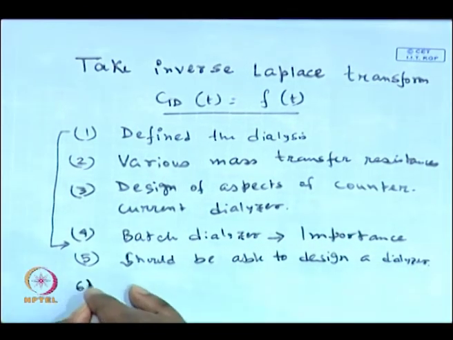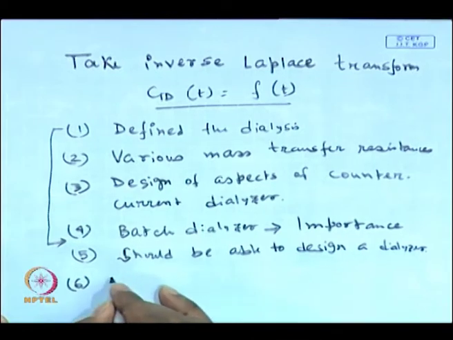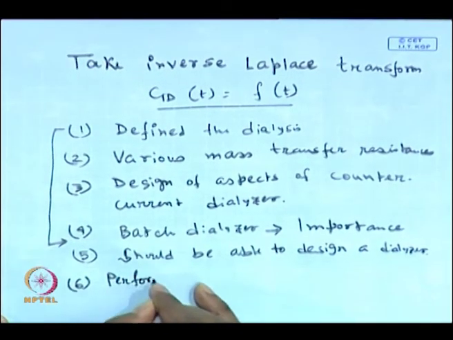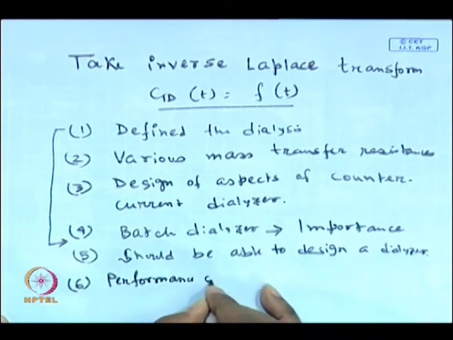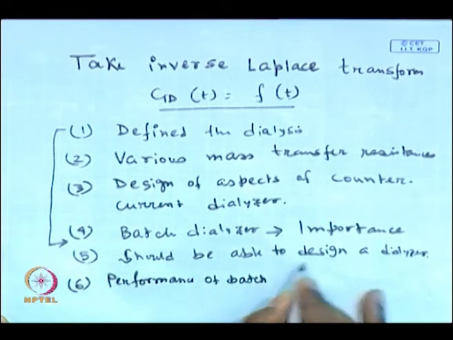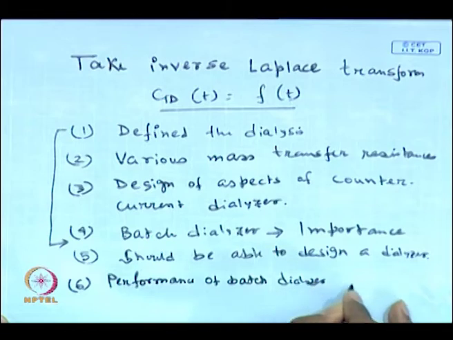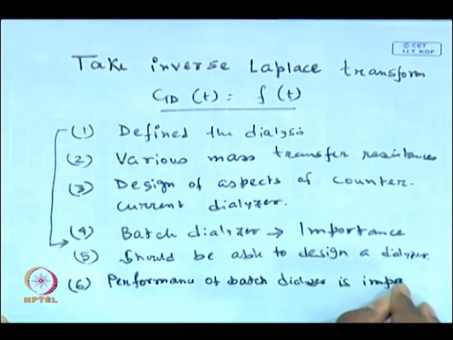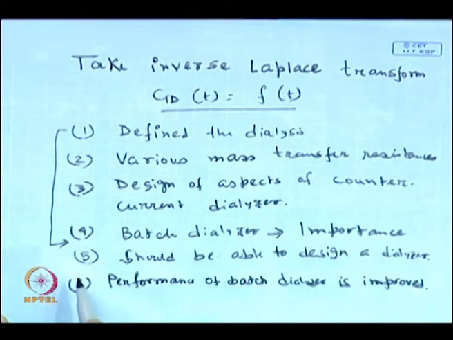Okay. And today we have just learned how the performance of a batch dialyzer is improved. So, what do we have to do in that case? In the dialyzer chamber, you add some chemical which will react with the solute that is getting transported to the dialyzer side, so that the concentration of the solute will always be maintained at 0 and the maximum driving force will be maintained all the time.